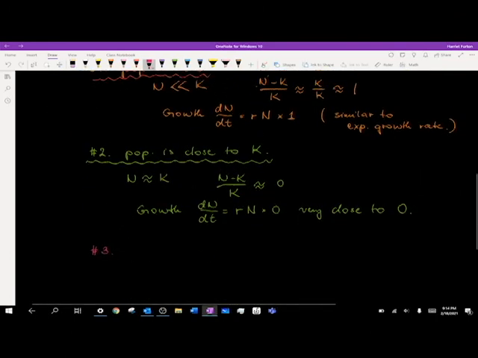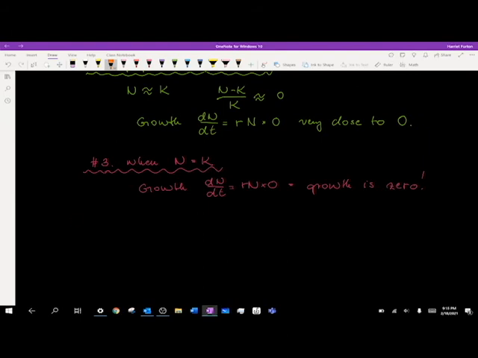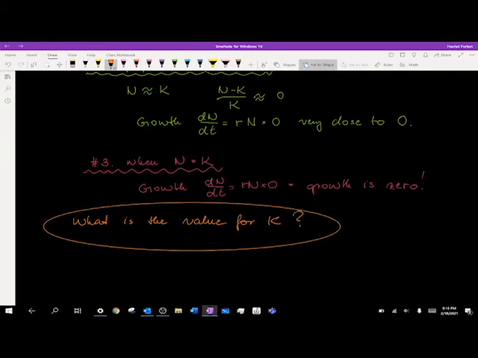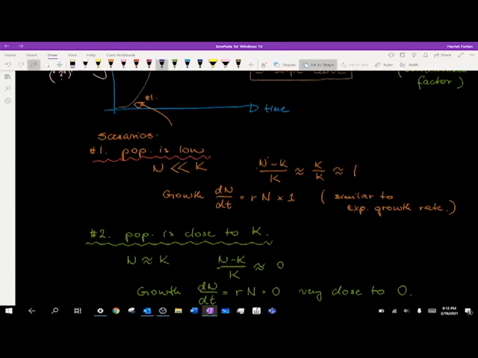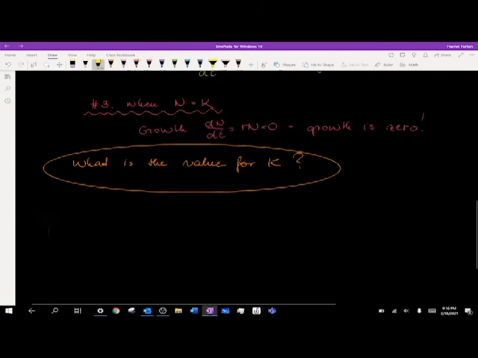Scenario number three is when the population reaches the carrying capacity. At that time, the growth is zero because the correctional factor is zero. So what is the value for the K? Actually, we do not know. This is a mathematical model trying to represent the growth, but we do not know. When the population is low, the growth is low. When the population is really reaching its high value, again, the growth is low.